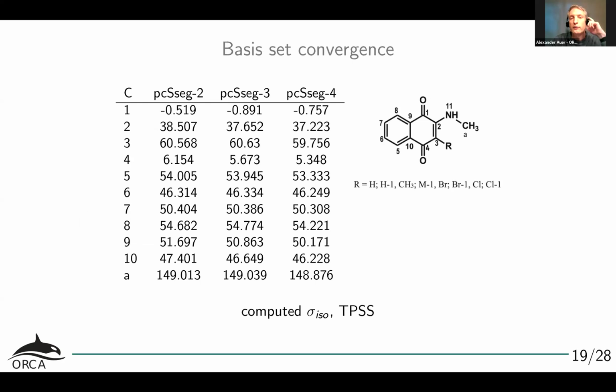What are the results? First of all, let's look at the basis set convergence. This is all with TPSS. And if I look at the carbon chemical shifts, what we see is that going from pcSseC-2 to pcSseC-4, the results only change by less than 1 ppm. And this is really nice. It shows us that if we look at the pcSseC-2 basis set, we will likely not be off by more than 1 ppm. So this gives us a lot of confidence in using pcSseC-2.